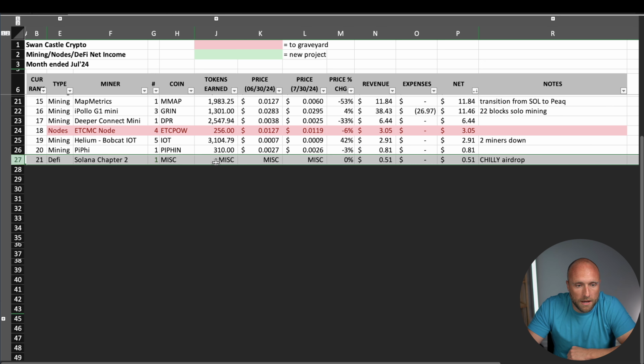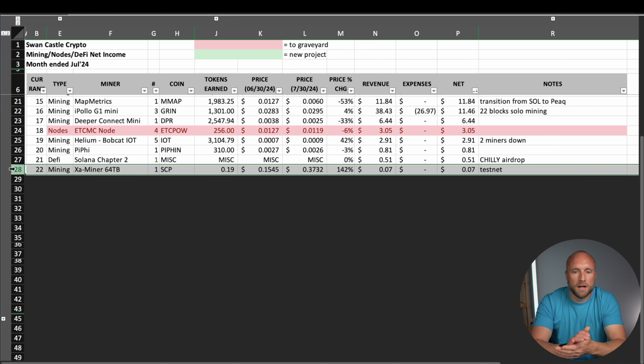Number 21, we have my Solana Chapter 2 phone. I had 1 airdrop this month, this Chili airdrop, just worth 50 cents. Number 22, Examiner. We saw a huge appreciation in the SE Prime token this month, up 142% near the end of the month in late July. I did some research. I couldn't really find a driver for what was driving that, but it's good to see the token price increase there.